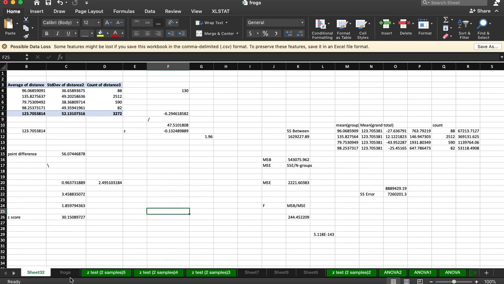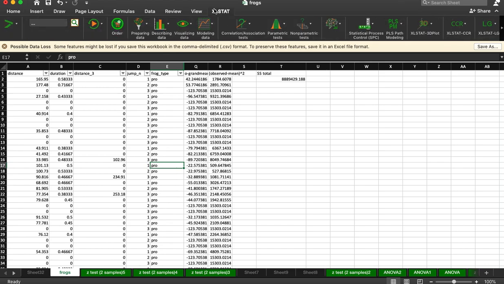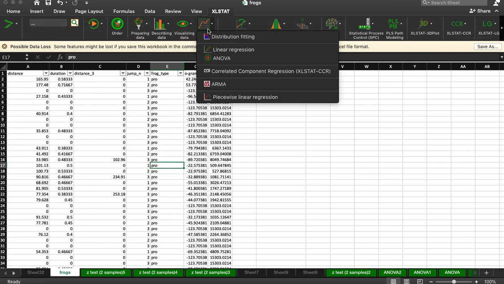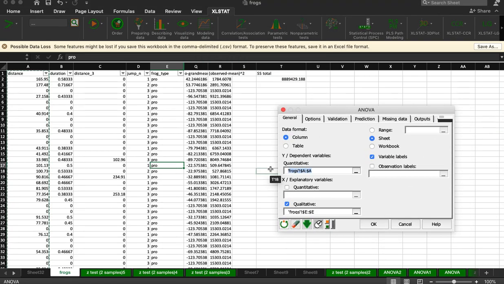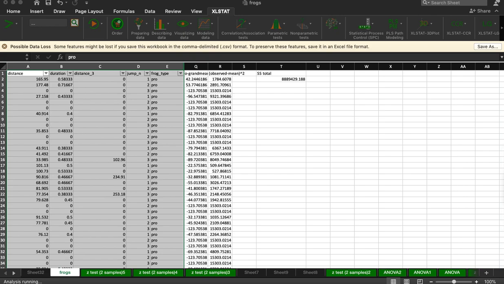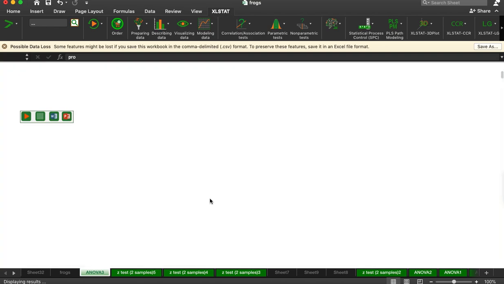Okay, that's a lot of steps to do it by hand. It's much easier to do this by computer. We'll go to XLSTAT, modeling data, ANOVA. Our quantitative variable is distance. Our qualitative is frog type. Hit OK. It's going to think for a moment.